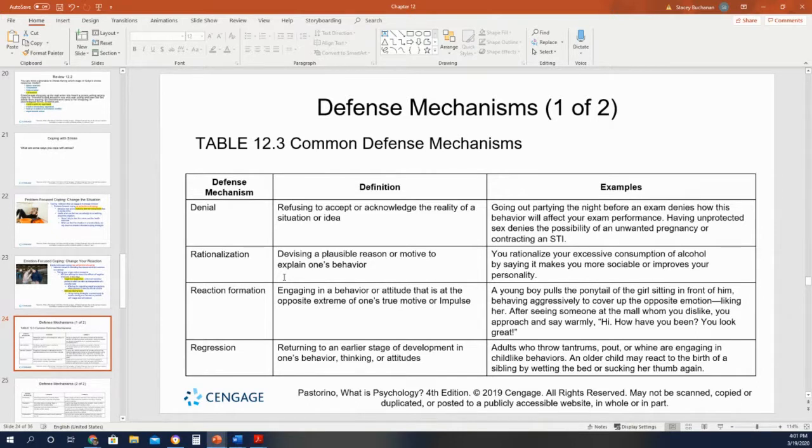Next, regression. So we're returning to an earlier stage of development. Adults, when they're stressed out, may throw tantrums or pout or whine. You see this in children when they deal with getting a new sibling. You may find that they regress by starting to wet the bed, suck their thumb, or throw various types of temper tantrums.